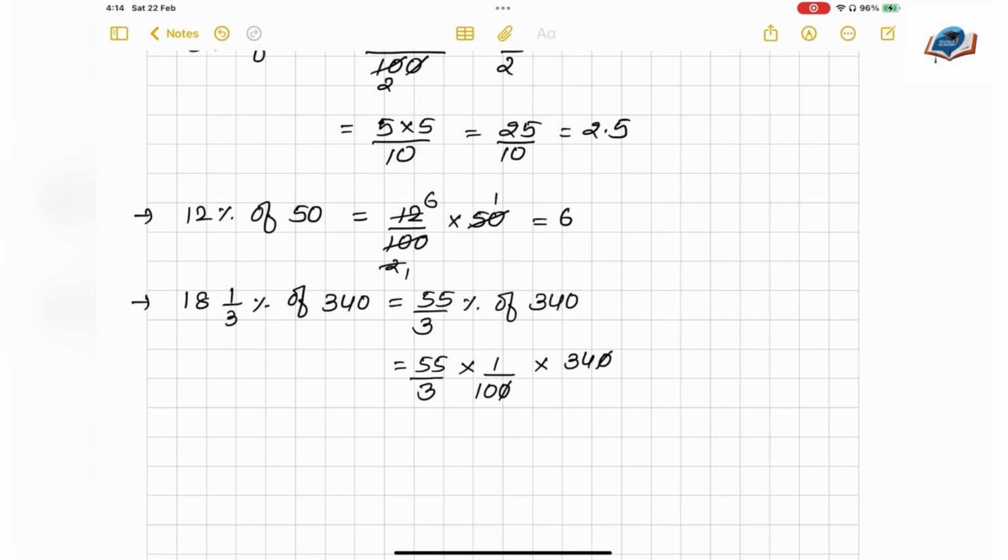So now I am directly multiplying 55 into 34, which will be equal to 1870. Now divide by 30. So 0 cancels. So if I divide 187 by 3, I will get 62.3333. So this 3 is going on. So I can say 62.33.